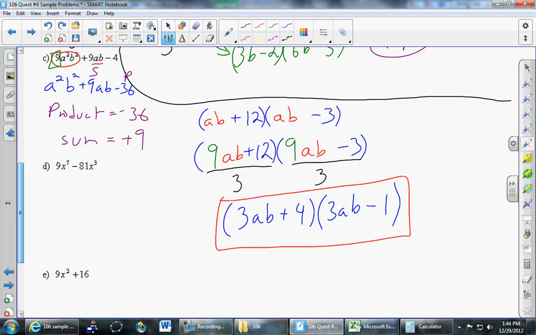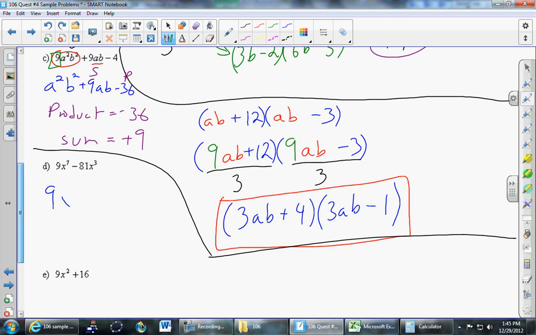Okay, moving on to part D. So let's start drawing some more lines to separate these problems. Okay, so part D. Again, first thing to do is pull out the GCF. It's always the first thing we look for when factoring. So what number goes into both is a 9. How many x's can you take out of both? 3. So pause the video and fill in the parentheses. And we should get x to the 4th minus 9.